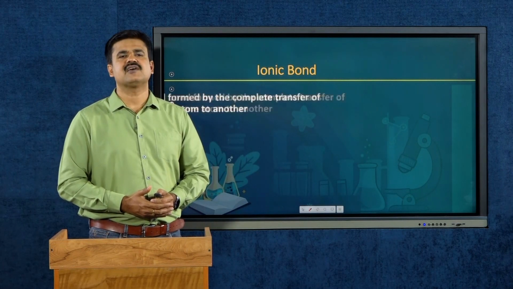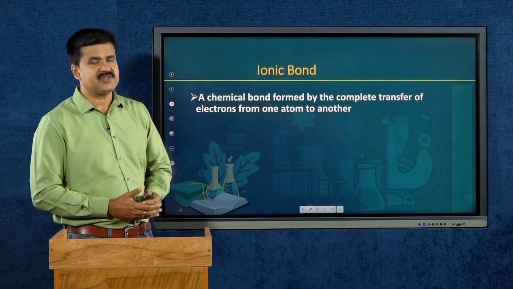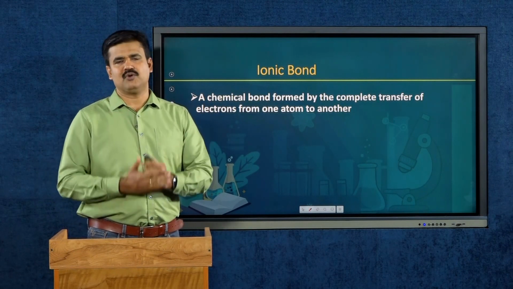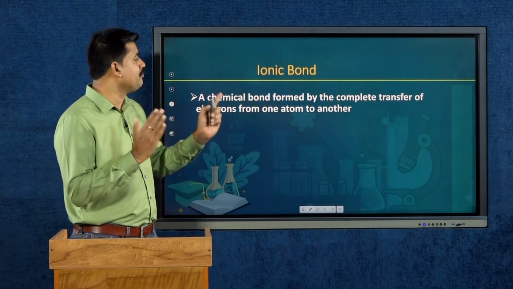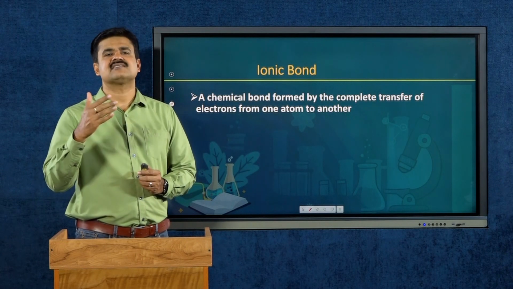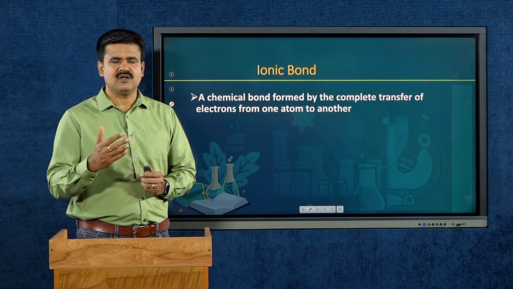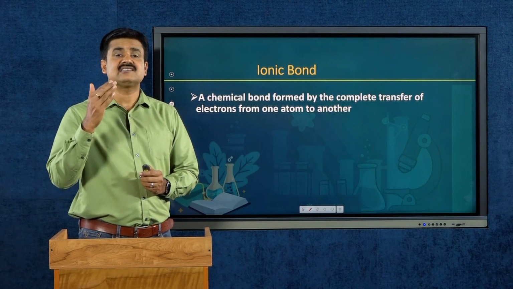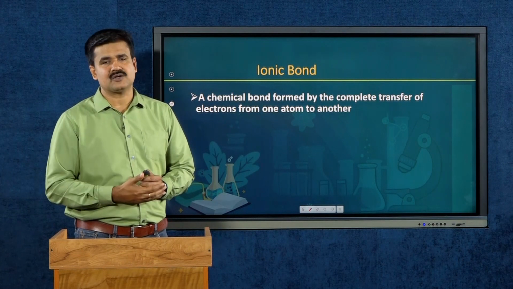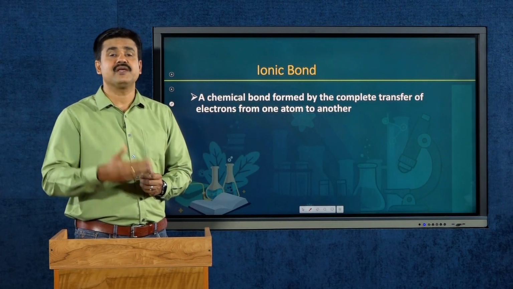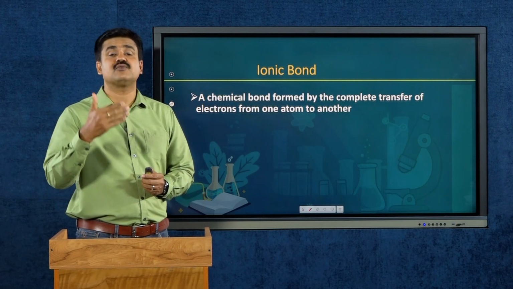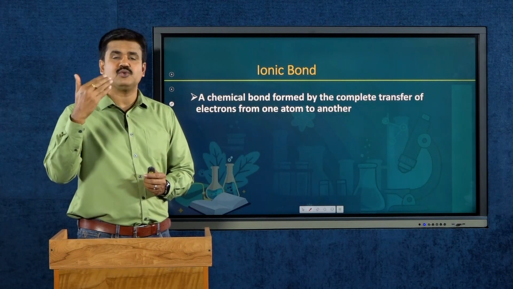First of all, we are focusing on ionic bond. What is an ionic bond? This is the definition: a chemical bond formed by the complete transfer of electrons from one atom to another is called ionic bond. So, ionic bond formation is associated with the formation of ions. This is because during the formation of an ionic bond between two elements, there occurs the complete transfer of electrons from one element to another.